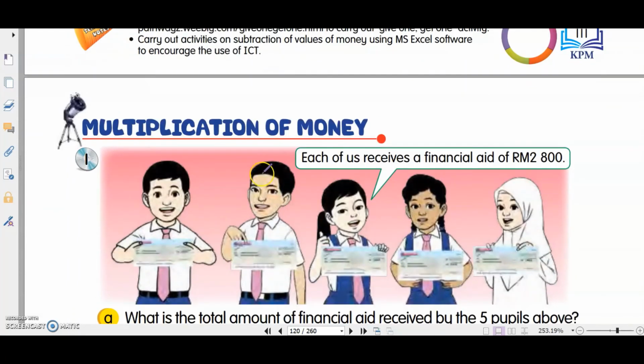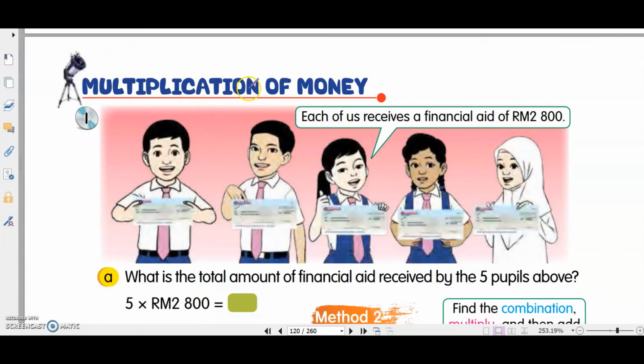Okay, for today's topic, multiplication of money. Now, the question for multiplication always looks like this. It will tell you 1. Let's say one person gets 5 ringgit, and then it will ask you for a bigger number. What about 5? So you have to take 5 ringgit times 5, then you get 25. The question always tells you 1 and then asks for a bigger number.